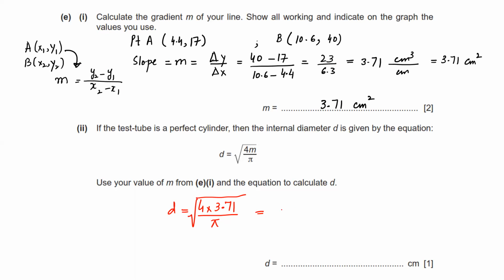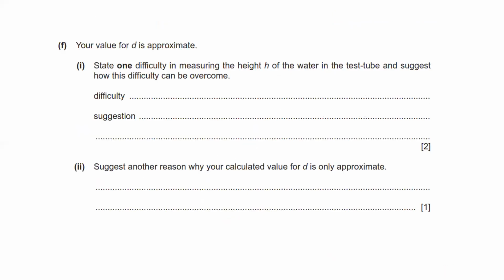So this value comes out to be 2.17 centimeter. So the value is 2.17. Okay. So this is how you calculate your value. Then in part F, it says your value of D is approximate. Number one, state one difficulty in measuring the height h of the water in the test tube and suggest how this difficulty can be overcome.